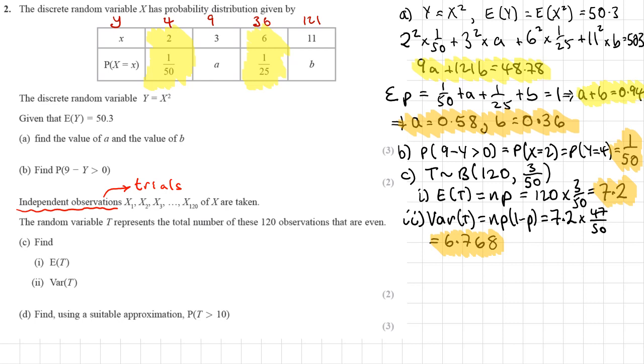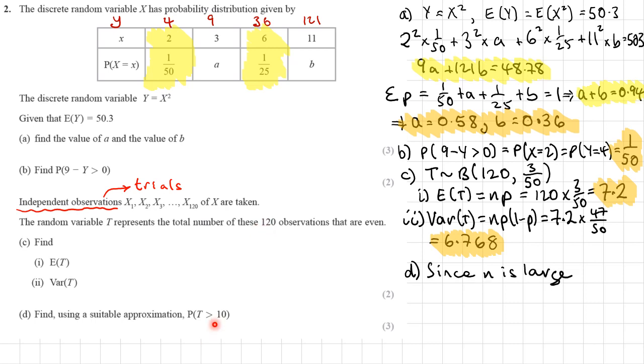And then part D, what's part D asking us? It says, find using a suitable approximation the probability that T is greater than 10. Now, to decide what a suitable approximation is, I need to look at n and p in this case. Well, the number of trials, the number of observations, is large. Normally when it's greater than 50, we say that the number of trials is large.